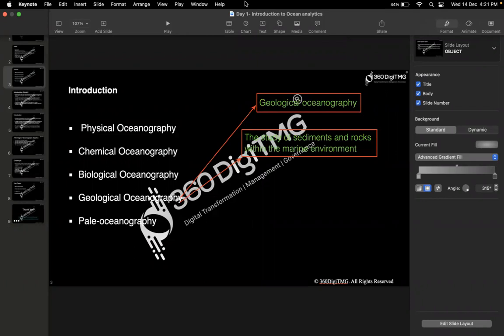So in geological oceanography, we study both contemporary and ancient environments using field studies and computer models to understand how these systems have responded to change and predict how similar systems today will change in the future. So this was about geological oceanography.